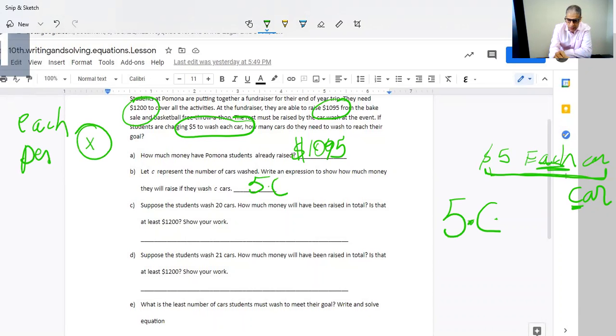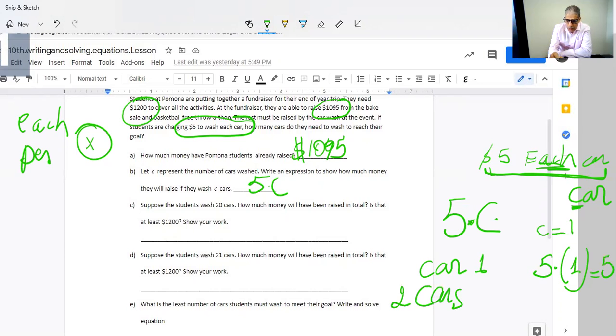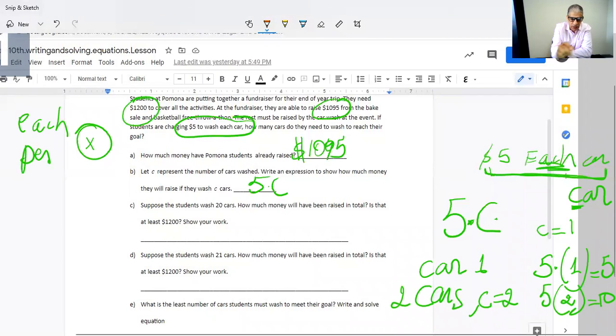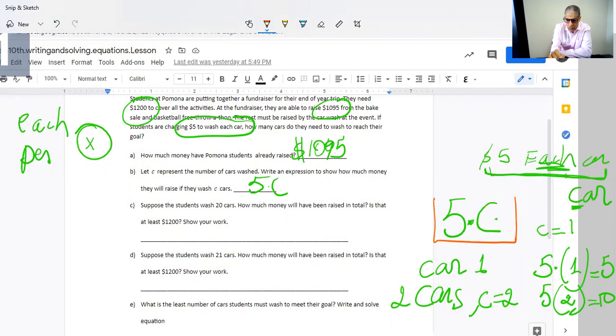Okay, so let's use it. If you wash 1 car, you'll do 5 times 1 for C. That means C is equal to 1 car, and they make $5. If they wash 2 cars, so that means C is 2, then it's 5 times 2, and they make $10. Okay, and so on. So this expression works. If you write an expression, try to use it, see if it works. So we got the expression.